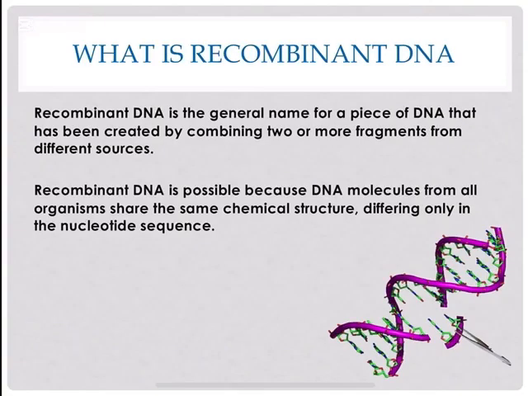First of all, what is a recombinant DNA? A recombinant DNA is the general name for a piece of DNA that has been created by combining two or more fragments from different sources. Recombinant DNA is possible because DNA molecules from all organisms share the same chemical structure, differing only in the nucleotide sequence.